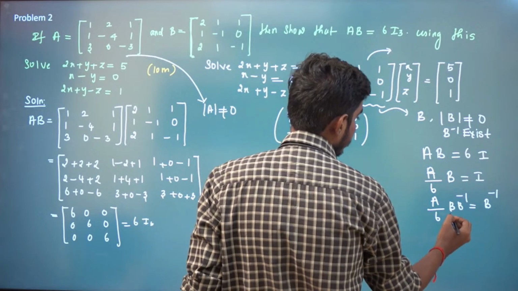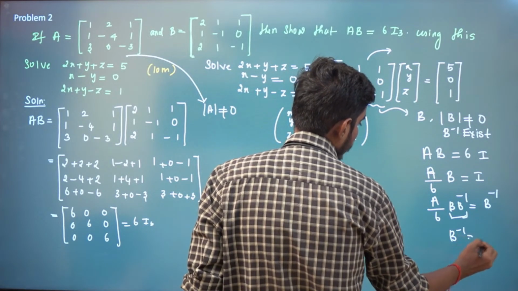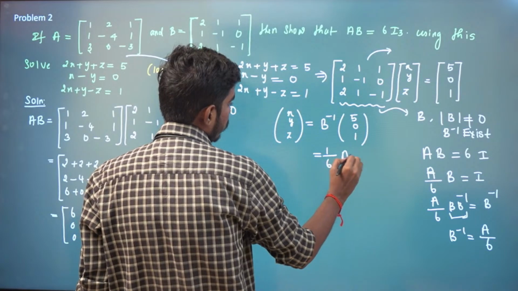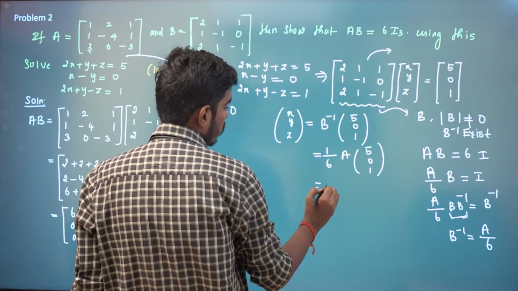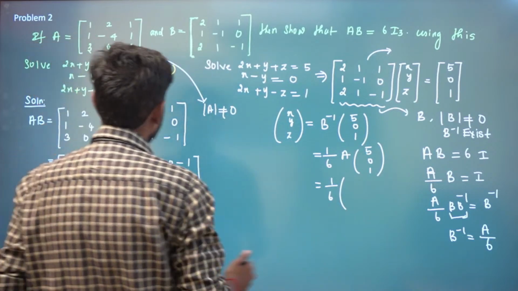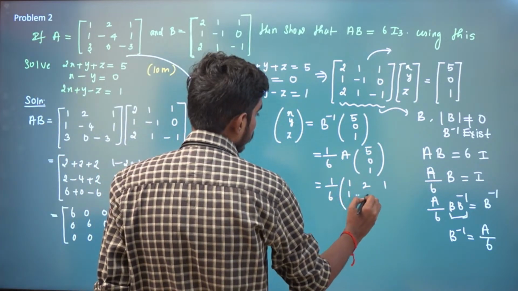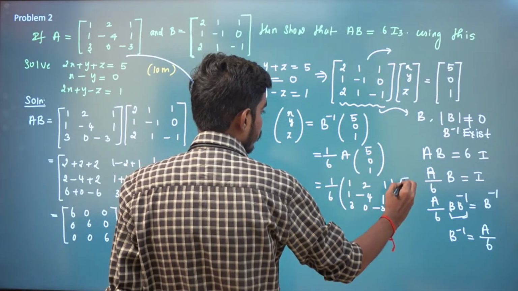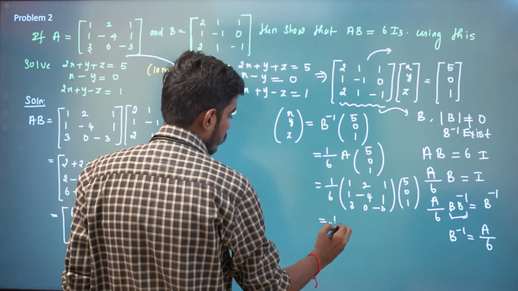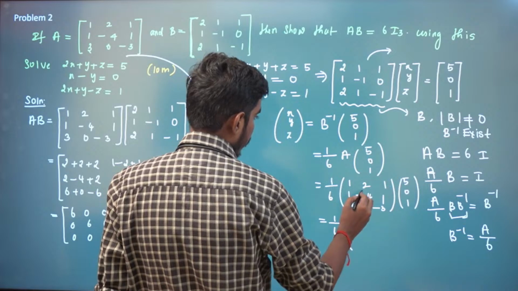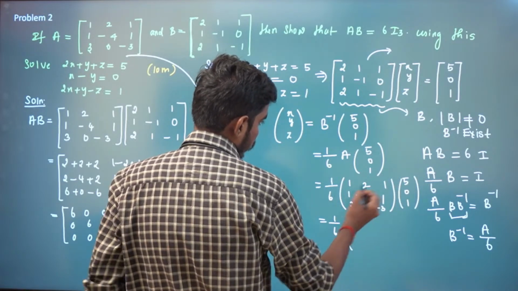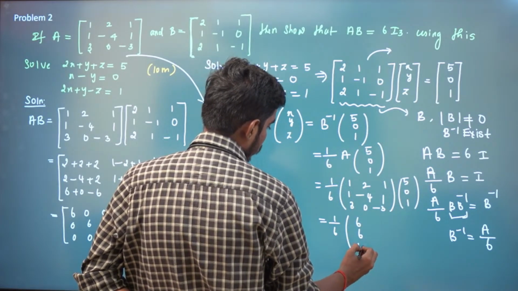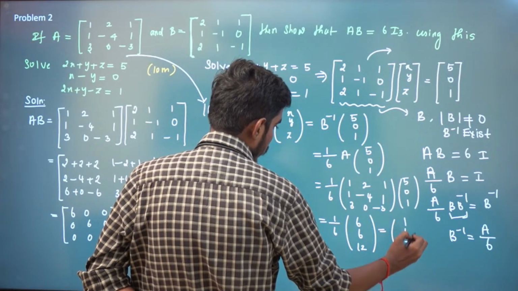So B inverse existed. That means B into B inverse is the identity matrix. So B inverse is nothing but A by 6. Right? So I can write this B inverse as 1 by 6 times A times 5 comma 0 comma 1. So what is A? A is 1 2 1, 1 2 1, 1 minus 4 1, times 5 comma 0 comma 1. So 1 by 6 times 5 plus 0 plus 1, 6; 5 plus 0 plus 1, 6 again; 3 plus 3 pies are 15, 15 minus 3, so 12. So the solution is 1 comma 1 comma 2.